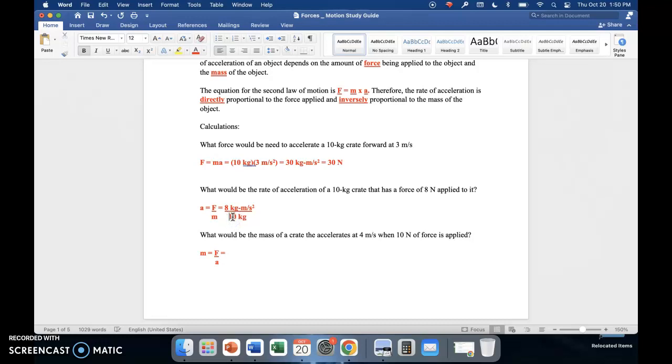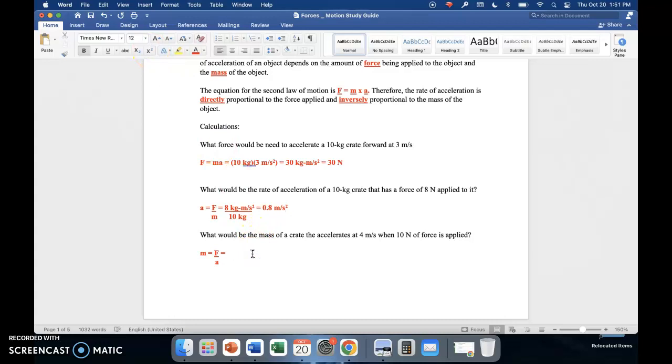You can see here I got kilograms on the top and on the bottom. So I just do my math, and I'm going to take 8 divided by 10. That is going to give me 0.8. Again, kilograms cancel out, so I am left with an acceleration in meters per second squared. Acceleration again is meters per second squared. That was from a while ago.